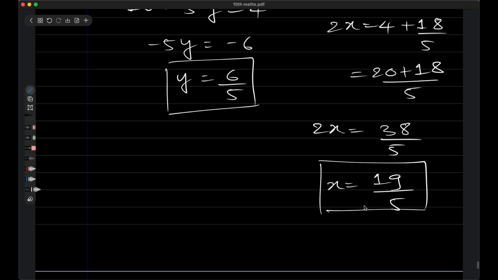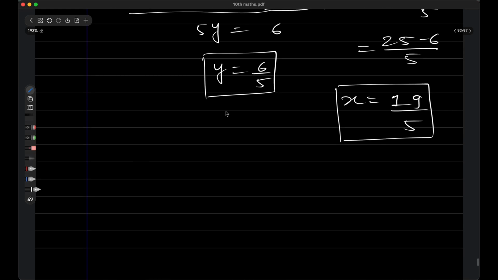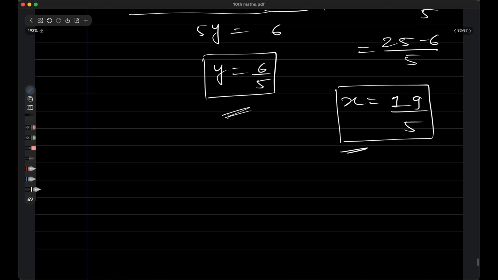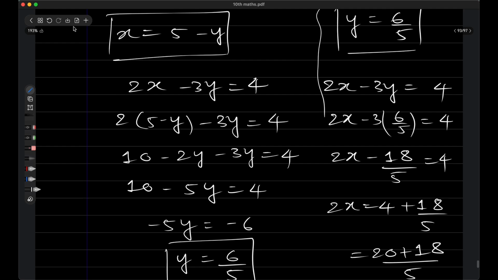The answer of both the methods must be the same. That is x equals 19 by 5, y equals 6 divided by 5. x equals 19 by 5, y equals 6 by 5. Now part 2.